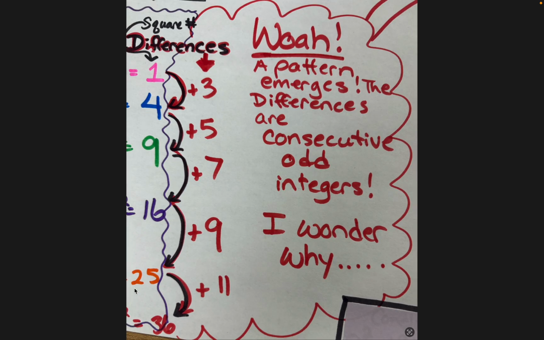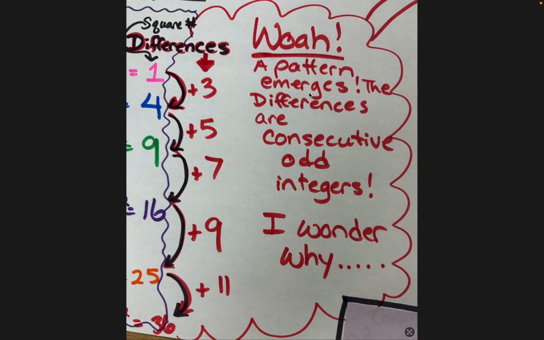Here are the square numbers here, and when we look at 1, if we add 3 to 1, we get 4. Well, how much do we have to add to 4 to get to the next square number? The answer would be 5. 4 plus 5 is 9. And 9 plus 7 more is 16. 4 squared plus 9 is 5 squared. 5 squared plus 11 is 6 squared, and so on.